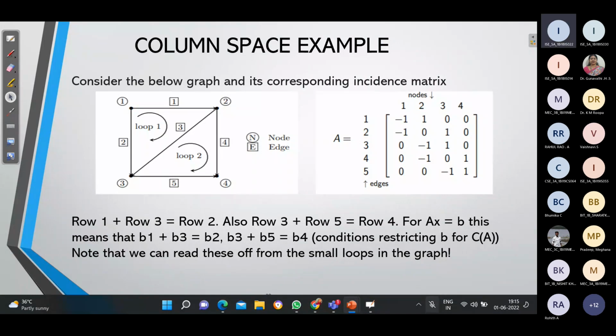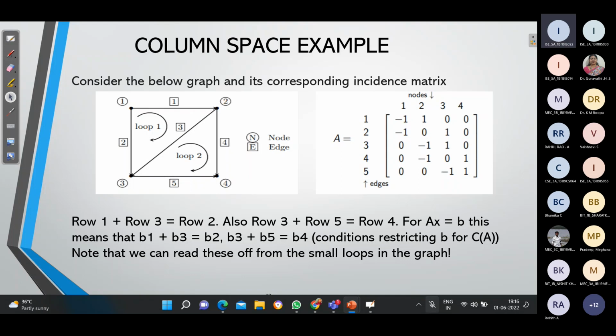So this is an example for column space. This is the same graph that was taken for row space. You can see there are four nodes and five edges in that network, and two loops are present. Correspondingly, you write the required incidence matrix, wherein you consider incoming edges and outgoing edges.